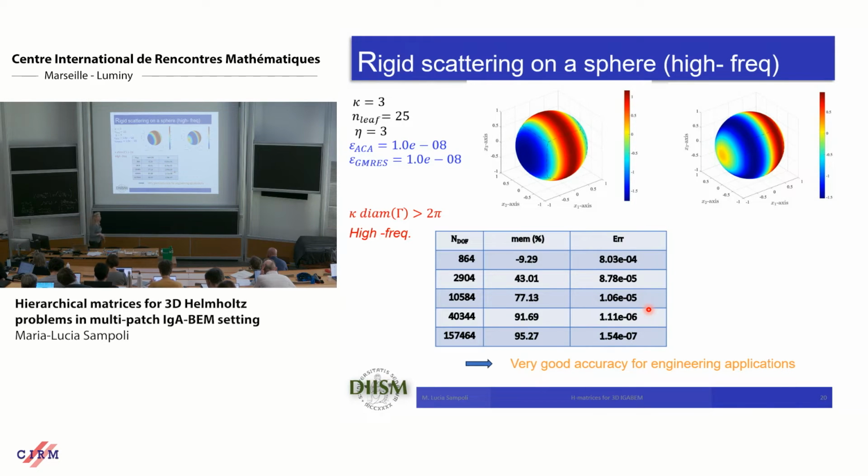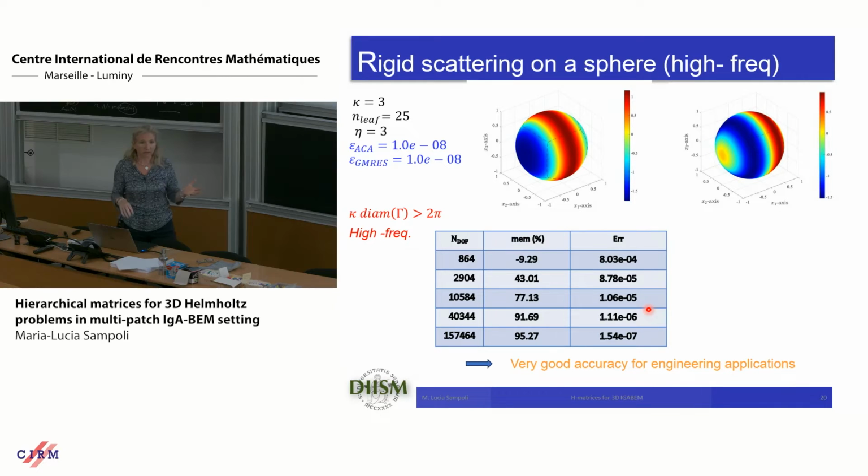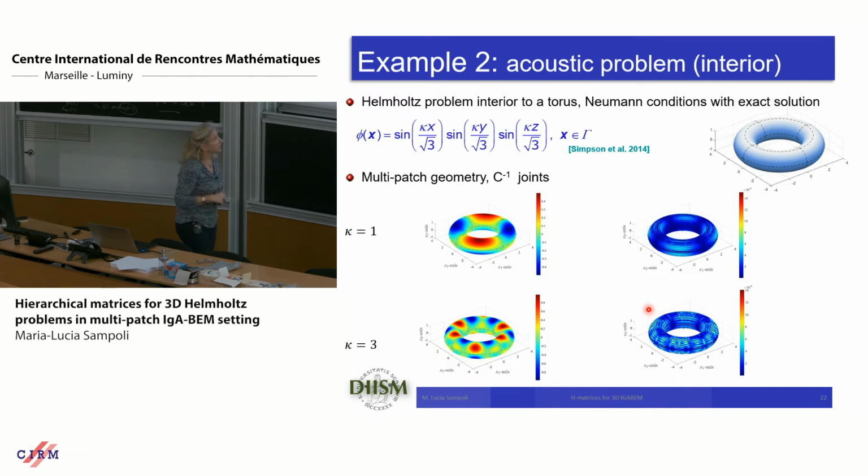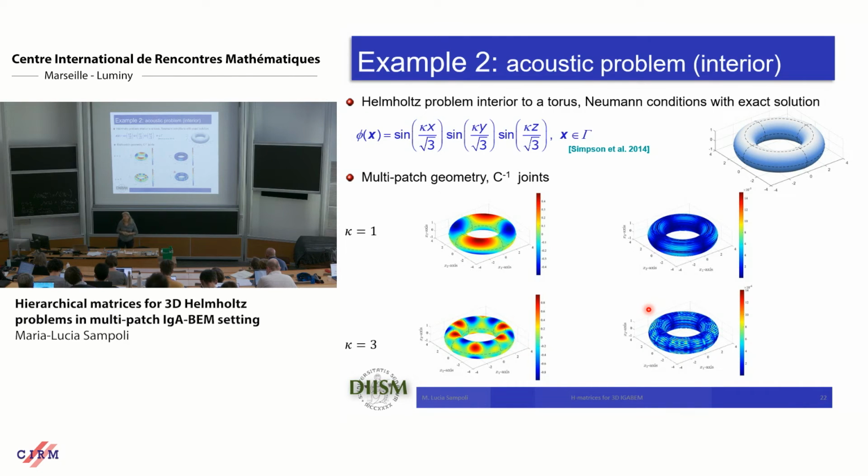And I forgot to mention, in our case, the solution is approximated by tensor product quadratic B-splines, and we retrieve the approximation order expected with quadratic B-splines. So this is instead a reconstructed field outside. Of course, we have taken a disk, and then we have reconstructed the scattered pressure on the disk on the equator. This is the second test problem.